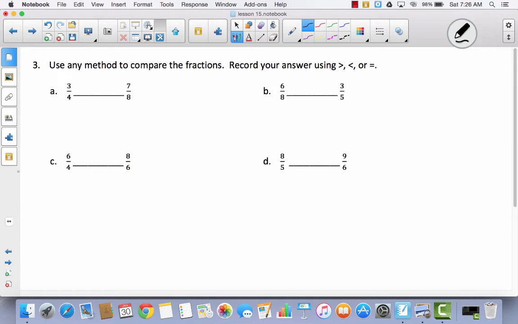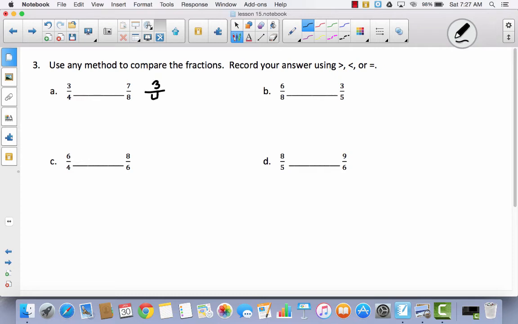Now it says use any method to compare the fractions. Record your answer using greater than, less than, or equal to. So that means we don't necessarily have to multiply the numerator and the denominator by the same number. Let's take a look. We can use any method. So if you take a look at A, I'm looking at my numerators, and I have 3 and 7. There's nothing I can do to 3 to get to 7. And I'm looking at my denominators. I have 4 and 8. There is something I can do to 4 to get to 8.